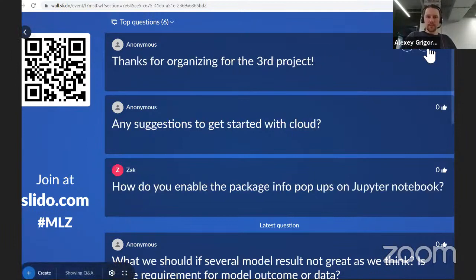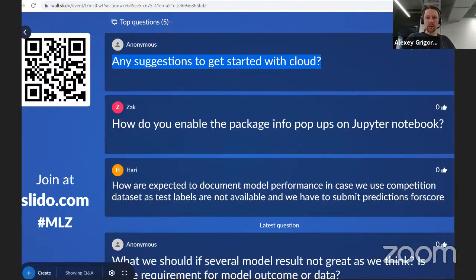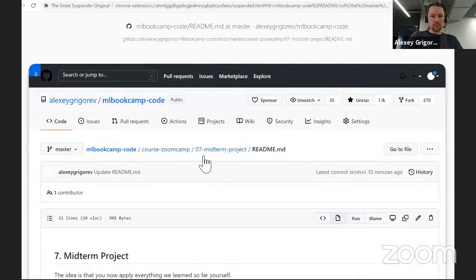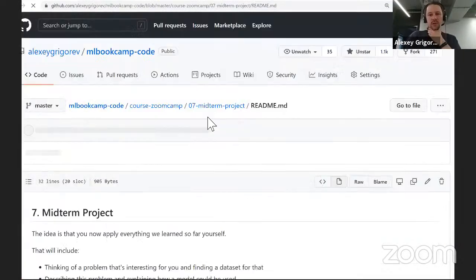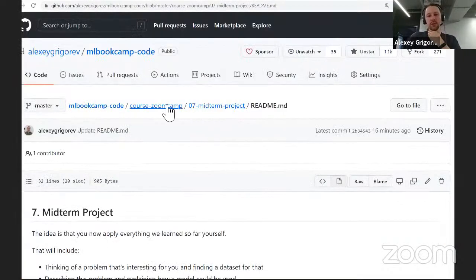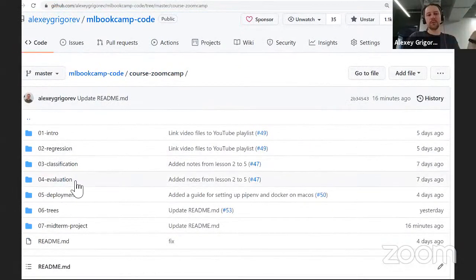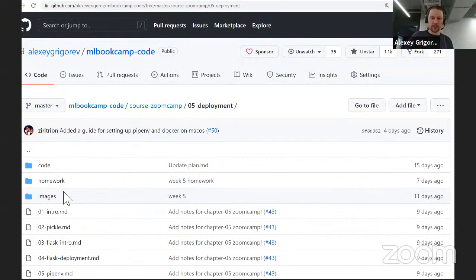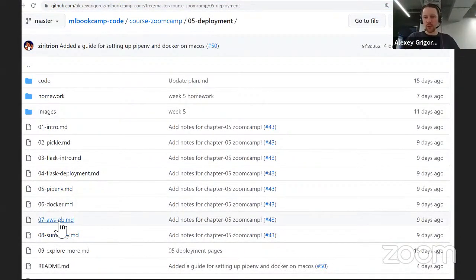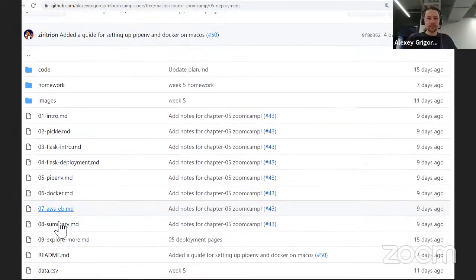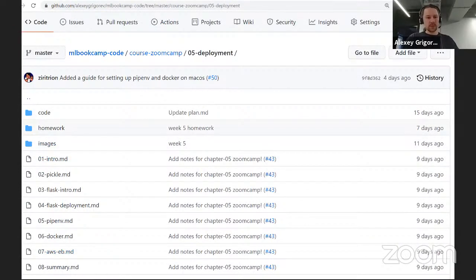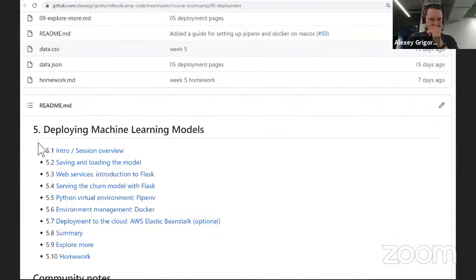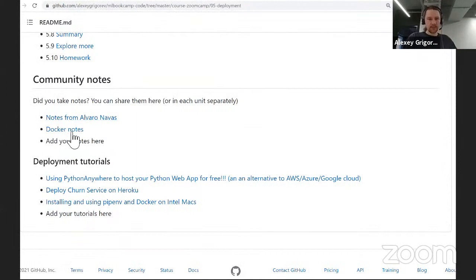Any suggestion to get started with cloud? We have some good tutorials here. If you use AWS, you can just follow the materials we have on deploying with AWS. If you don't use AWS, we have some articles from the community.